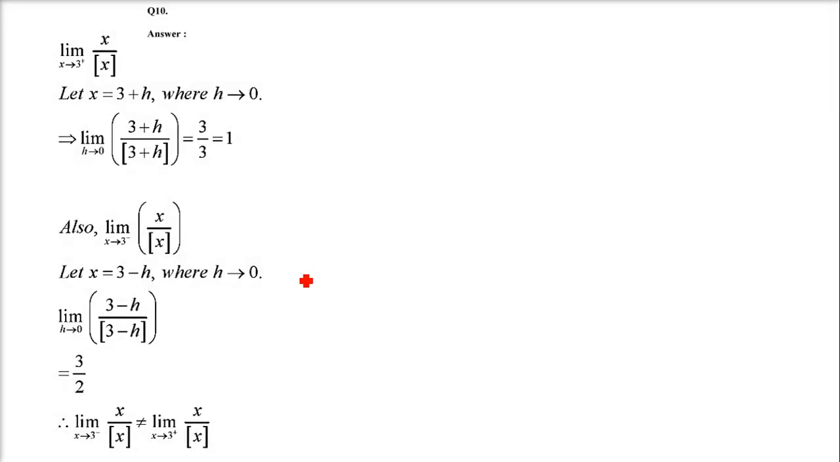Now question number 10. Find the limit as x tends to 3 plus of x by greatest integer function x, and it is being asked, is it equal to the limit as x tends to 3 minus of x by greatest integer function x? We have already seen this type of question in question number 5. Only the change is that there it was 2 minus and 2 plus, and here it is 3 minus and 3 plus.